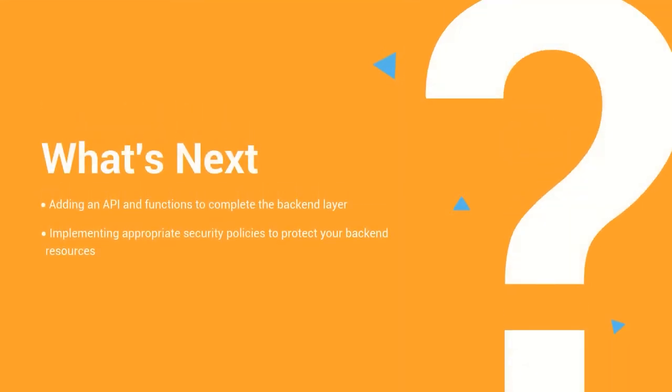So that's it for this video. In our third and final video in the series, we'll be adding an API and functions to complete the backend layer, which will give us a full end-to-end serverless application. And we'll be implementing the appropriate security policies to protect those backend resources.